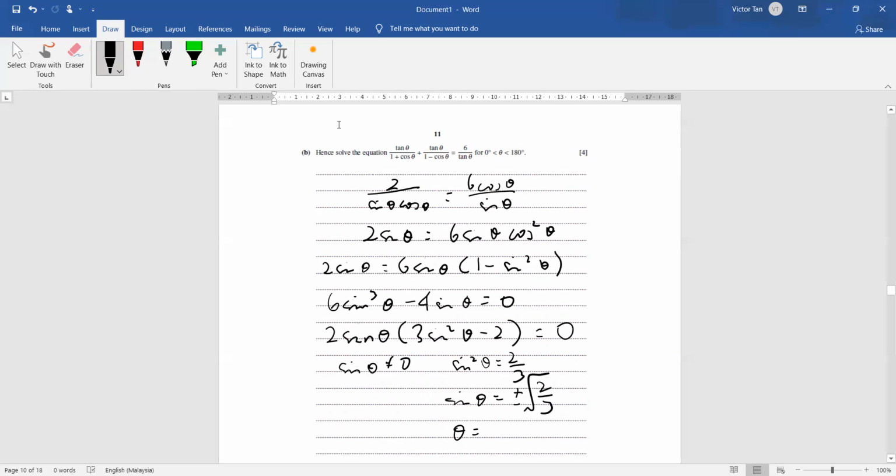So the angle corresponding to the first quadrant is 54.7 degrees. The second quadrant is 180 minus 54.7, which is 135.3 degrees. There, you have two solutions.